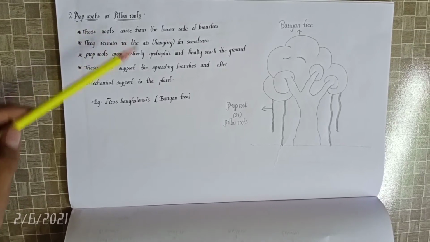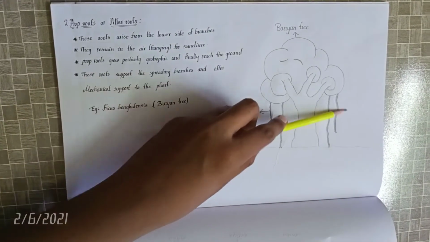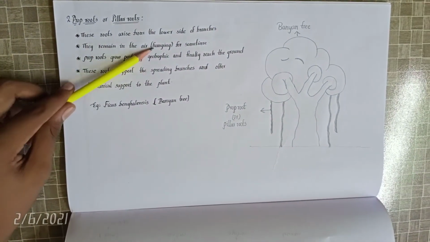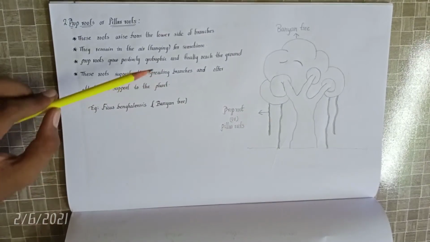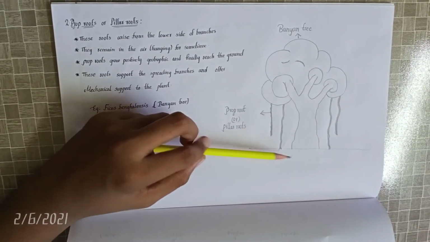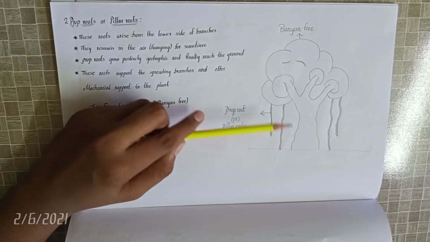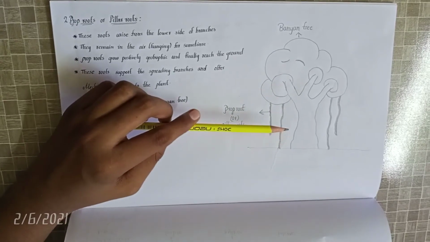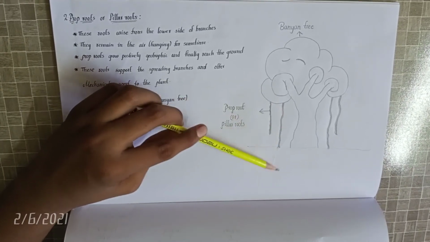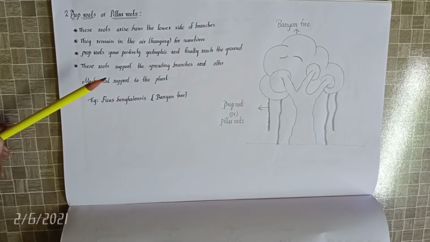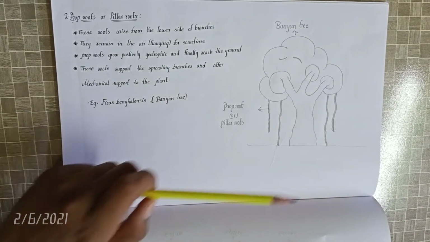These roots arise from the lower side of the branches. The roots grow from the lower side of the branches and remain hanging in the air for some time, and then the roots enter into the soil. After entering the soil, the roots give mechanical support to the plant, helping it stay very straight. So these roots help in spreading the lower branches and provide mechanical support to the plant.